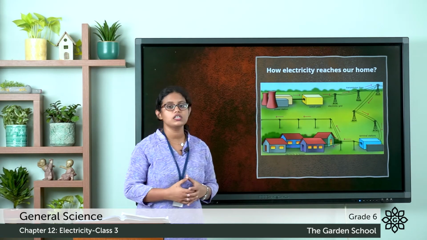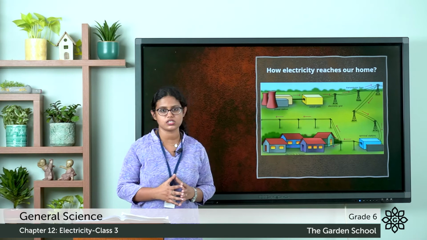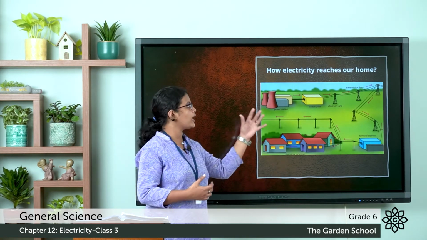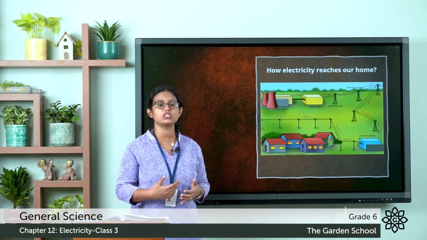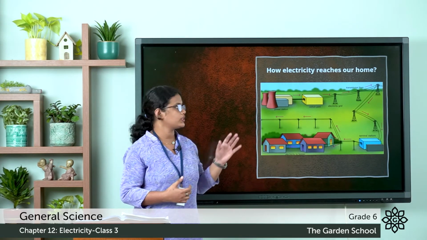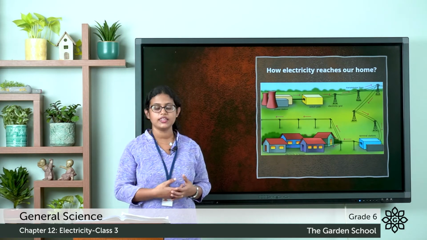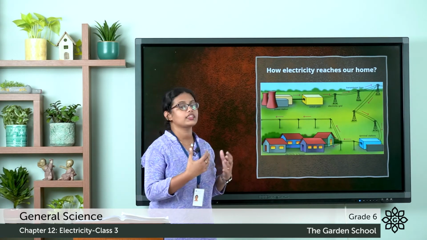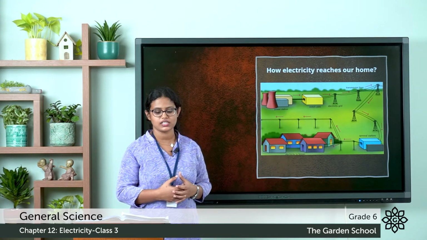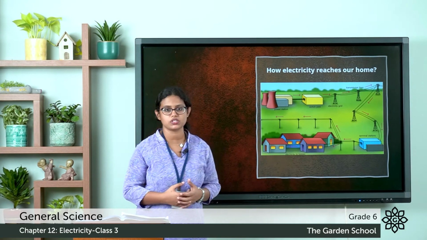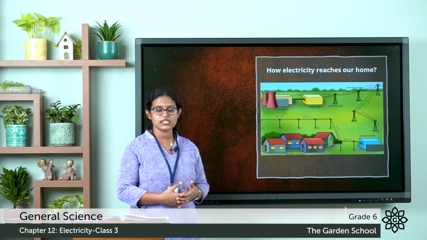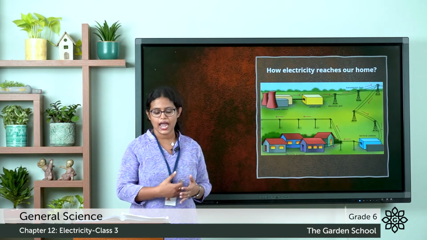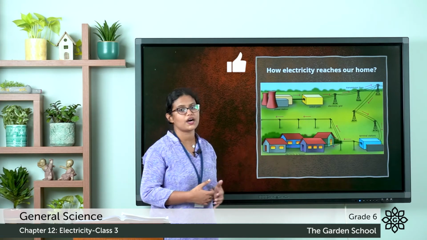Then the current is sent through the transformers to increase the voltage, to push the power over long distances. Then this electric charge goes through the high voltage transmission lines that stretch across long distances. Then it reaches the substation, and in the substation the voltage is lowered and it is sent to smaller power lines.